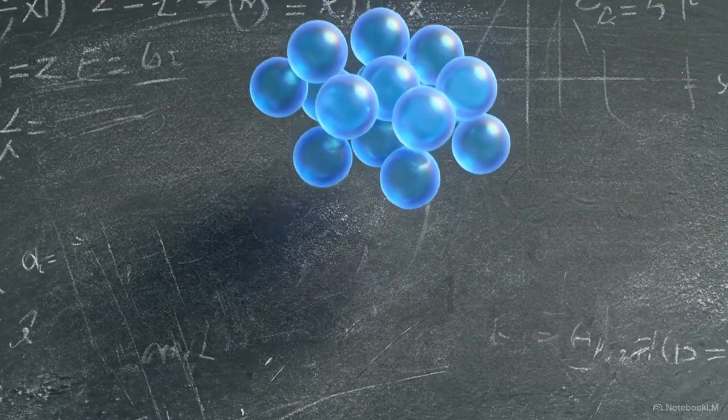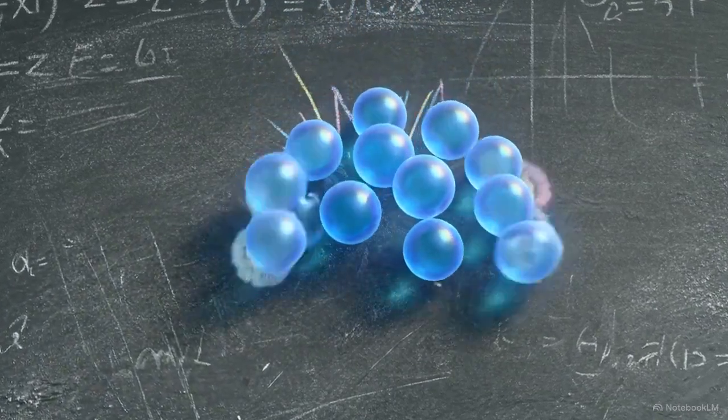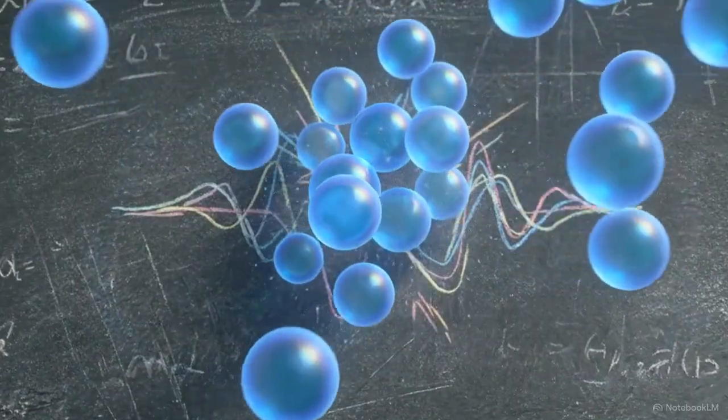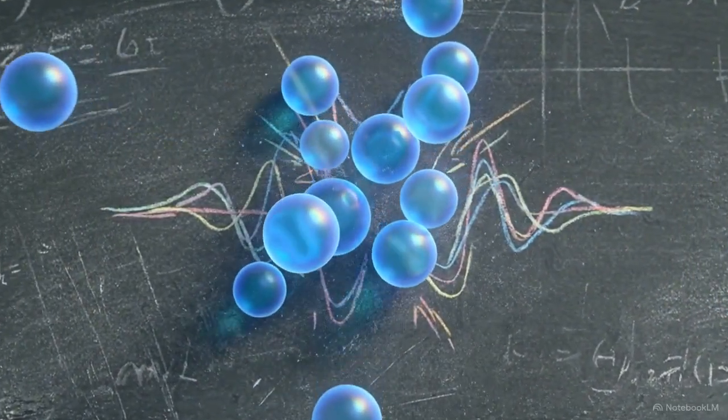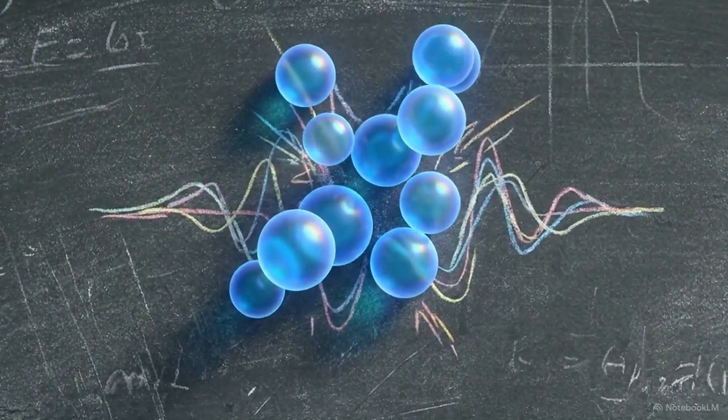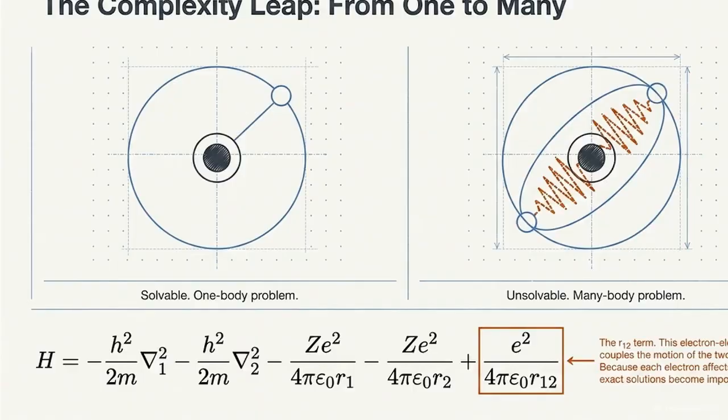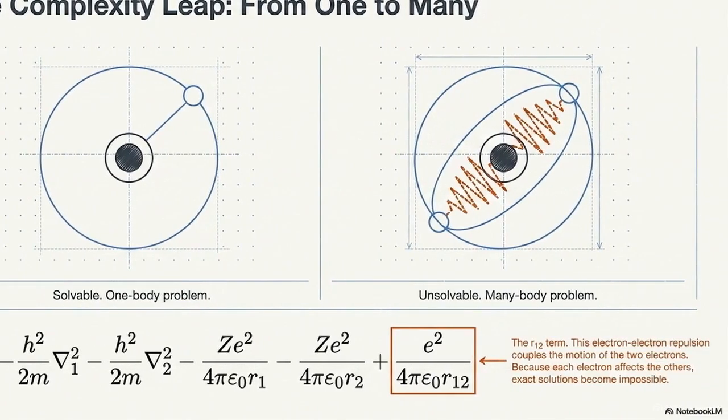To describe atoms, chemistry, and solid materials, we have to deal with multiple interacting particles. We have to confront the many-particle problem. This equation shows the Hamiltonian, the total energy, for hydrogen, calculating the electron's kinetic energy and attraction to the nucleus. For helium, the equation expands. But the math becomes unsolvable at this final addition, the electron-electron repulsion term.